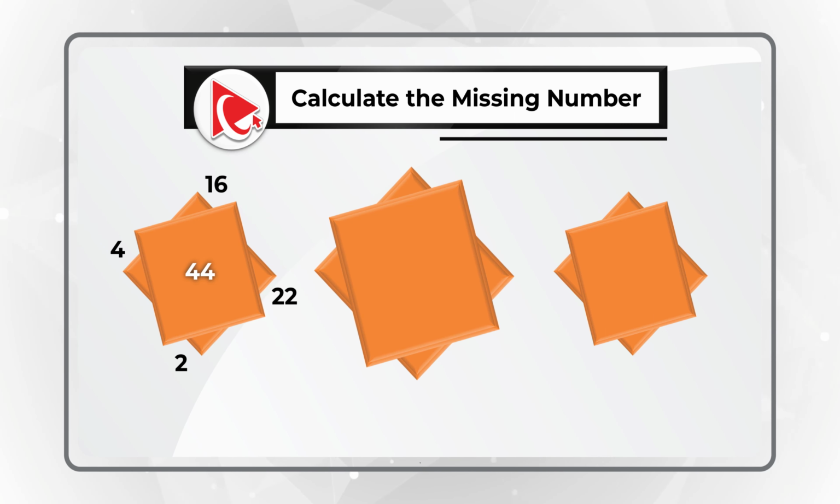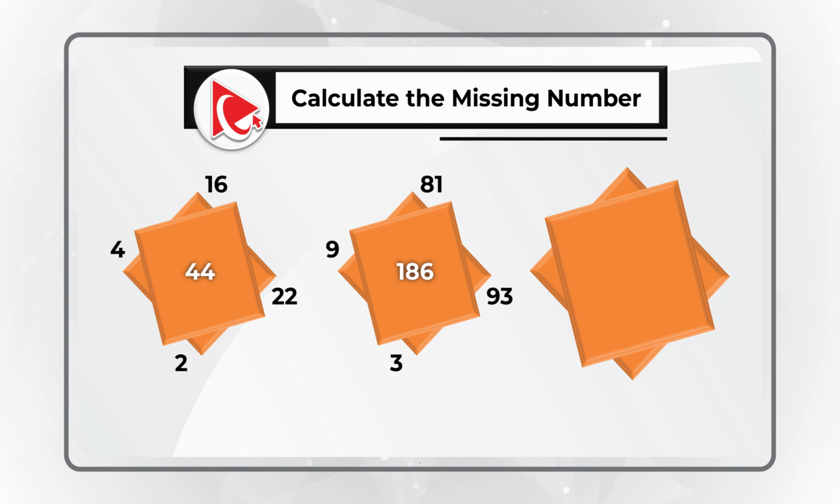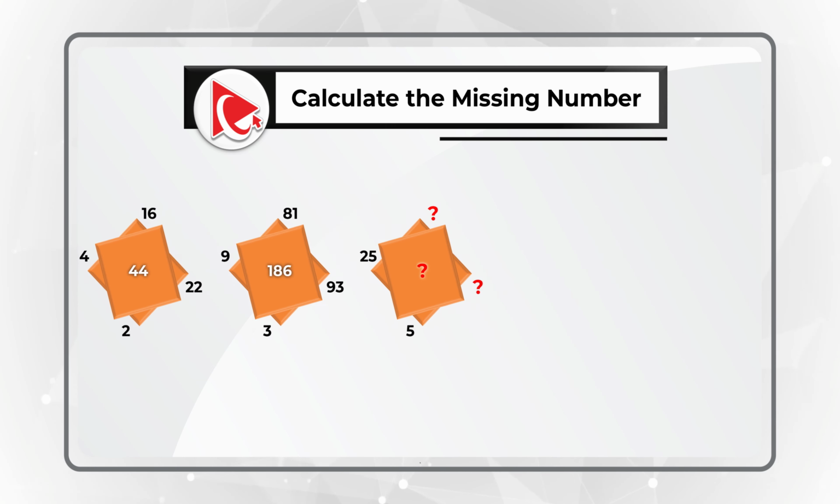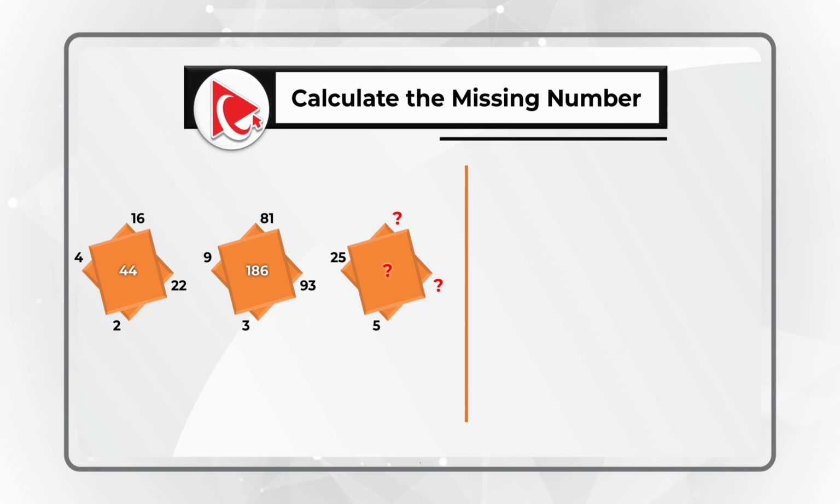The second set of diamonds contains numbers 3, 9, 81, 93, and 186 inside. And then the last set of diamonds has 2 numbers visible, which are 5 and 25, and 3 numbers missing. You need to select the missing 3 numbers out of 4 possible choices.